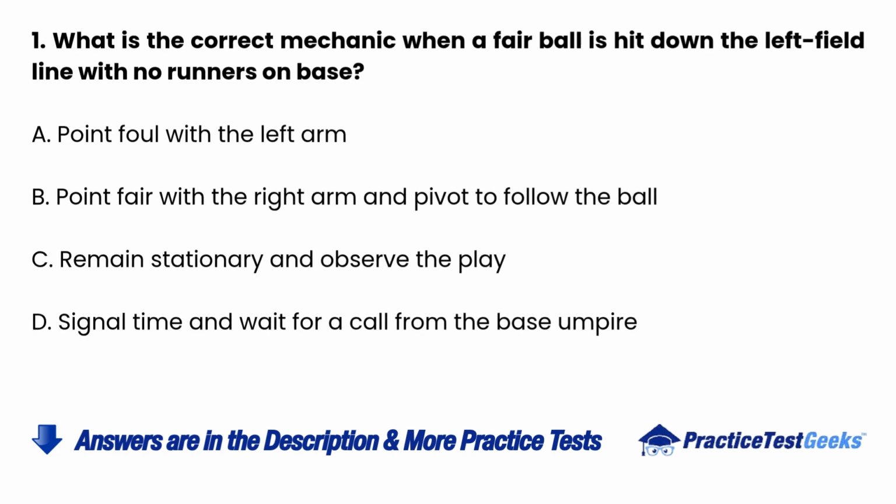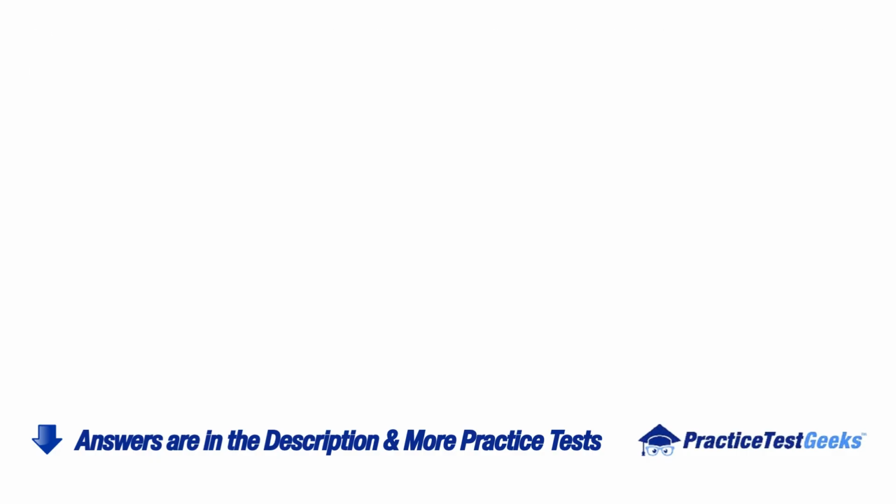1. What is the correct mechanic when a fair ball is hit down the left field line with no runners on base? A. Point foul with the left arm. B. Point fair with the right arm and pivot to follow the ball. C. Remain stationary and observe the play. D. Signal time and wait for a call from the base umpire.